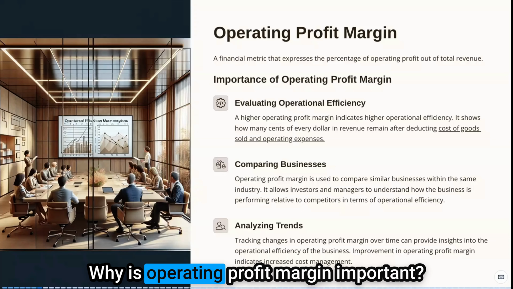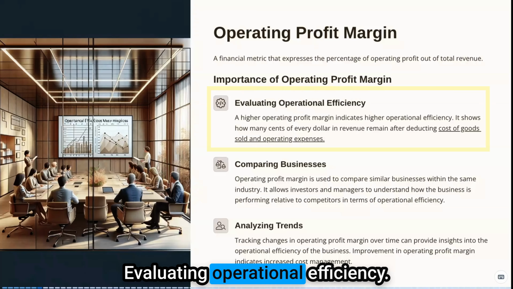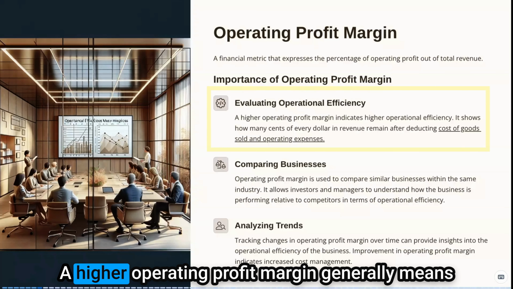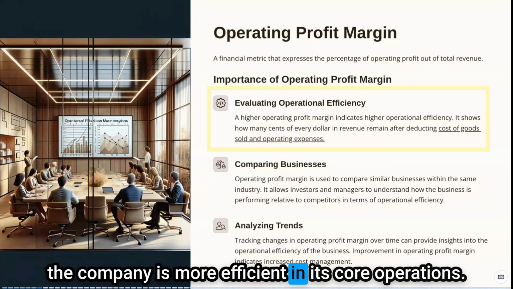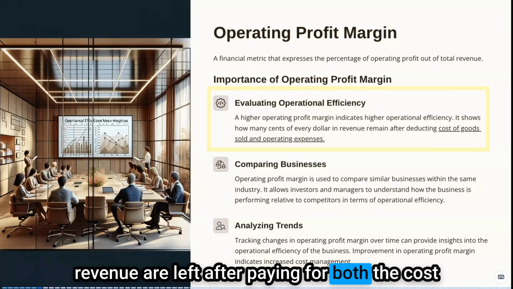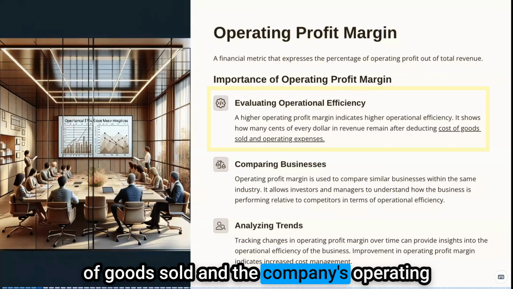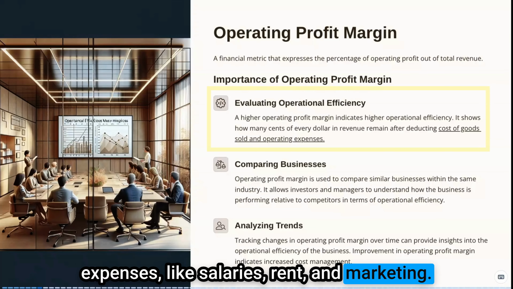Why is operating profit margin important? This metric is crucial for several reasons. Evaluating operational efficiency. A higher operating profit margin generally means the company is more efficient in its core operations. It tells you how many cents of every dollar in revenue are left after paying for both the cost of goods sold and the company's operating expenses, like salaries, rent, and marketing.